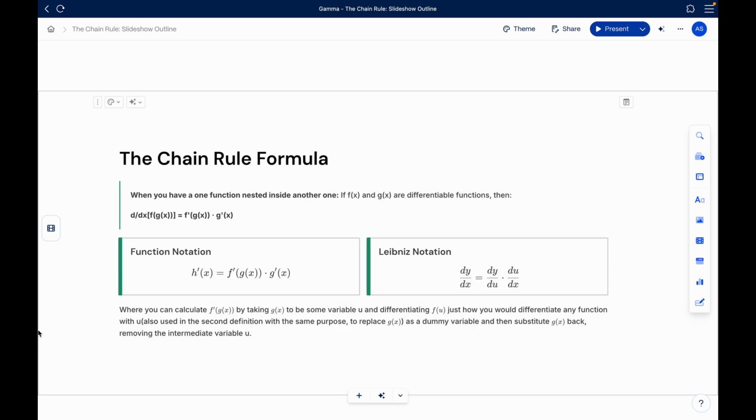Instead of writing dy over d, or df of g of x over dg of x, etc., they decided to have dy by dx just be the whole function derivative. And then what happens after that is we have it with respect to the variable u, so we replace g of x with u, but then in the second part we unreplace or substitute back g of x instead of u, and just differentiate that with respect to x.